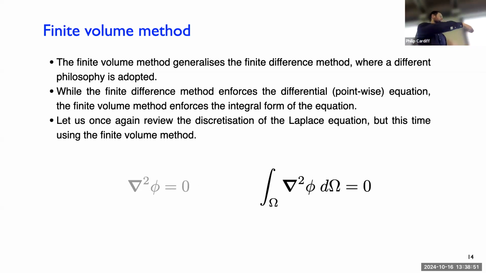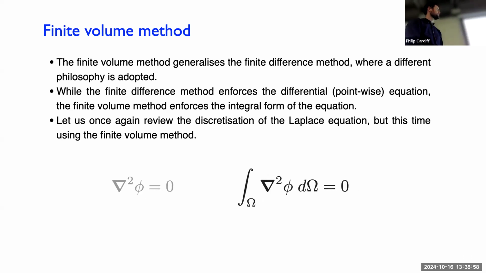If I wanted to go back, I just let this volume go to 0, and then I can get back. So this is called the differential form, this is called the integral form. So for finite volume, we're going to start from this integral form.